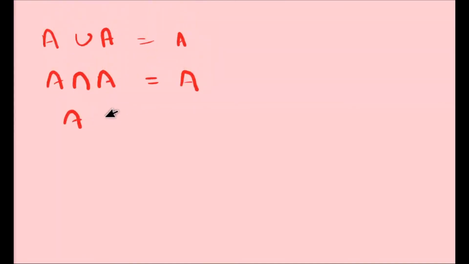Now what about A union phi? That is A. Now what about A intersection phi? That is phi. This you have to understand better. Okay. So now I am telling you logically all these things.